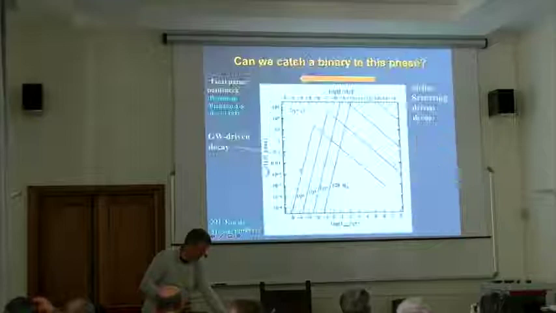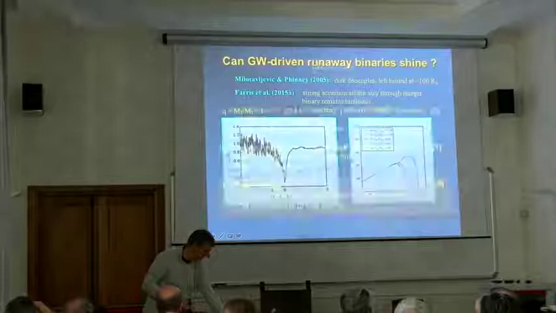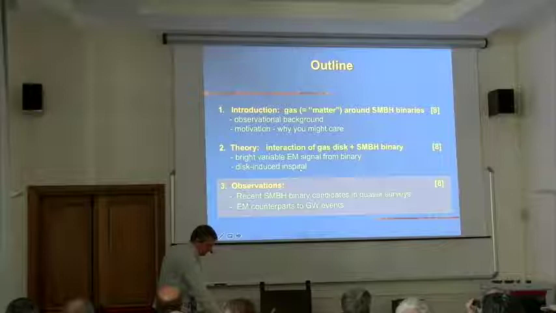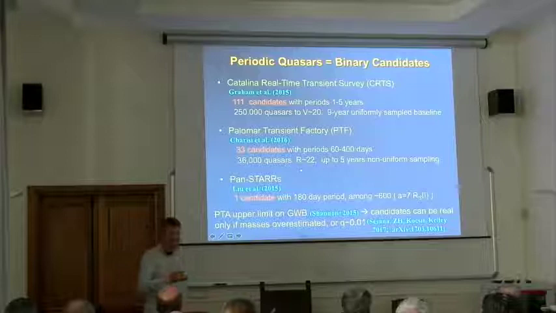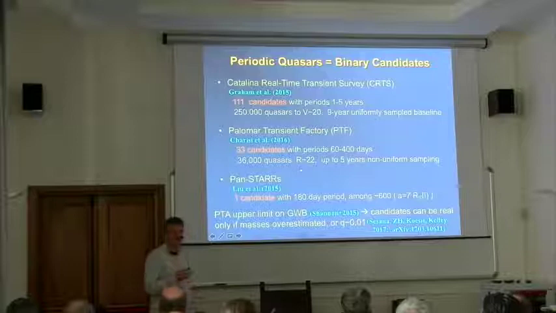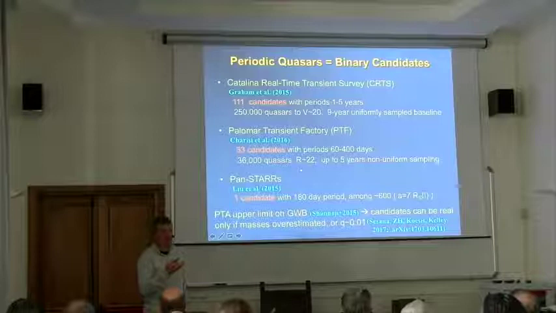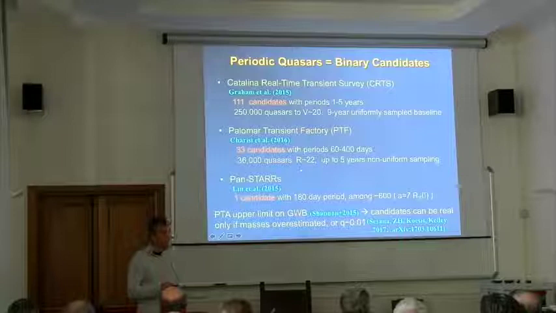Now I have only 5 minutes, so I'm going to skip this and go to the last point, which is about observations. First, we did the obvious thing after we discovered this periodicity and went to catalogs of quasars. There are catalogs of about 300,000 quasars which have time series data over about 10 years, and you can actually look for periodic variability.